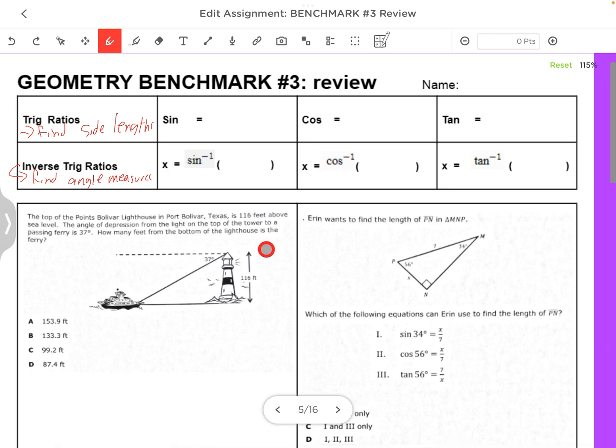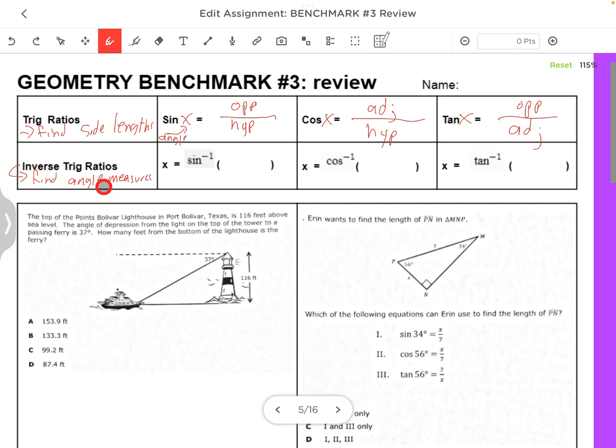So we said that sine of a certain angle, this is an angle that goes right there, is the opposite over the hypotenuse, right? And then we said the cosine of a certain angle is equal to the adjacent over the hypotenuse. And the tangent of a certain angle is equal to the opposite over the adjacent. So those are those three ratios.